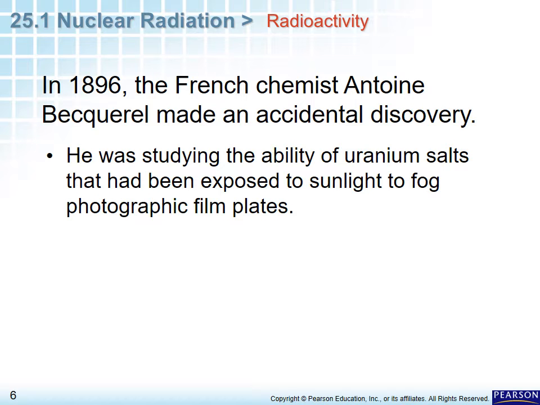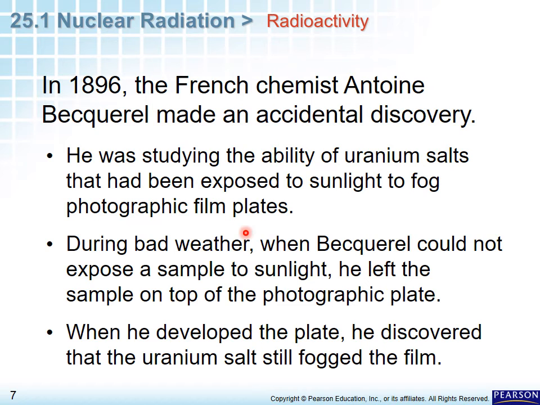In 1896, the French chemist Antoine Becquerel made an accidental discovery. He was studying the ability of uranium salts that had been exposed to sunlight to expose photographic film plates. During bad weather, when Becquerel could not expose a sample to sunlight, he left the sample on top of the photographic plate. When he developed the plate, he discovered that the uranium salt still fogged the film.